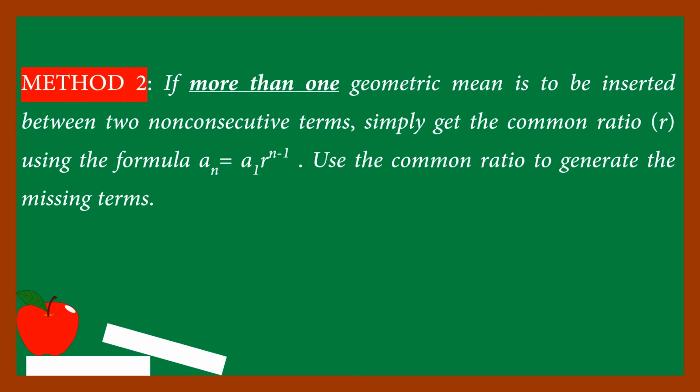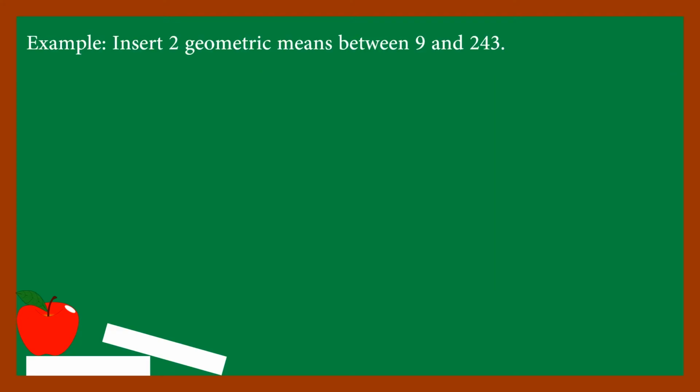So now, I will give examples. Let us say we're going to insert two geometric means between 9 and 243.